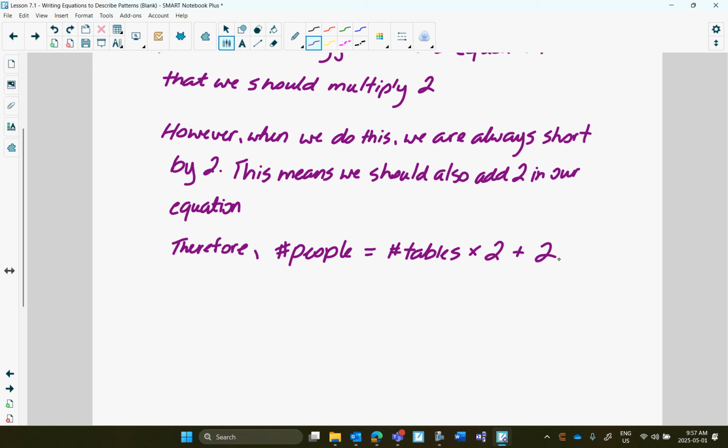However, I don't want to have to write all that out all the time. That's what algebra is for. Instead of number of people, what did we call it in the table? P equals T times 2, but how do we write that in algebra? 2T plus 2. And that's what our equation looks like.